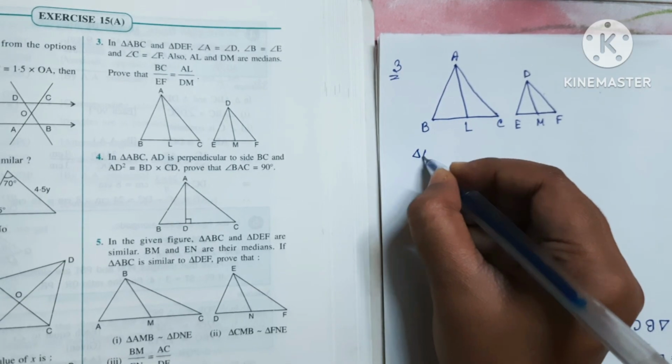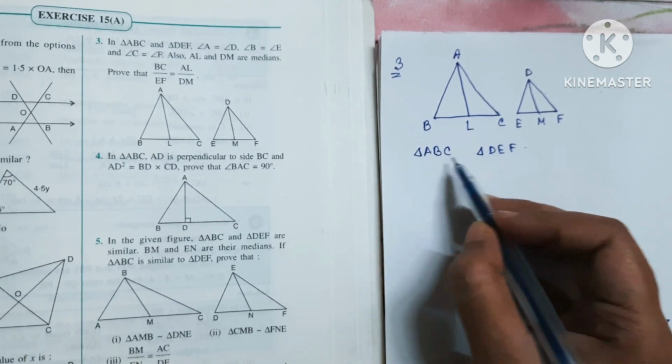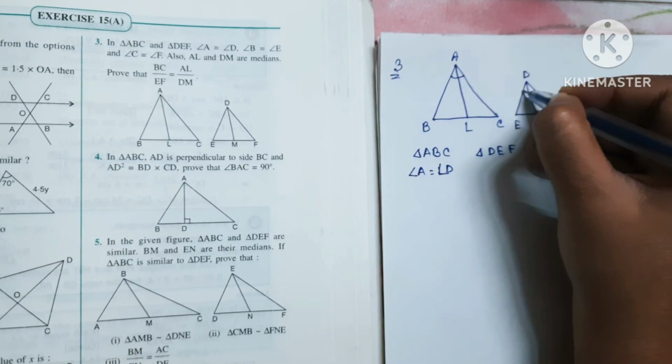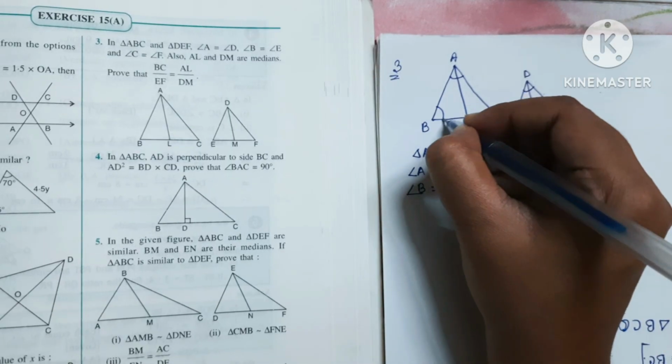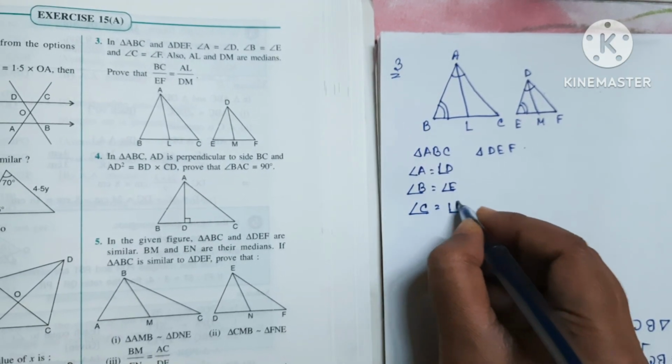Triangle ABC and triangle DEF. In these two triangles, angle A is equal to angle D. Angle B is equal to angle E. Angle C is equal to angle F.